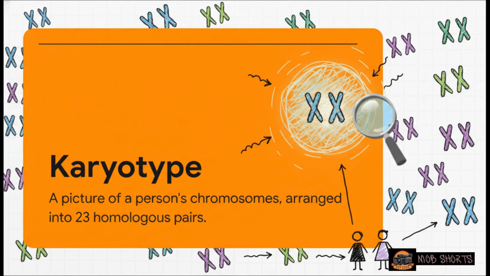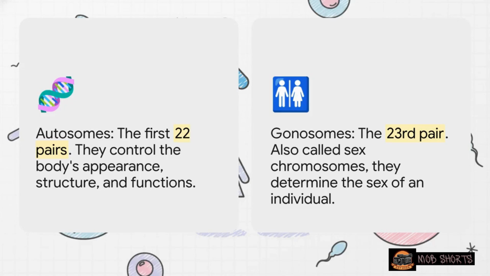It's literally a picture of all 46 of their chromosomes, all lined up and organized into 23 pairs. And for every single pair, one chromosome came from mom and the other one came from dad. Now here's something important. Not all these chromosome pairs do the same job. The first 22 pairs, those are called autosomes. They're in charge of pretty much everything else. You know, your body's functions, your appearance, all that stuff. But it's that very last pair, pair number 23, that we're really interested in today. Those are the gonosomes, or, as you probably know them, the sex chromosomes.